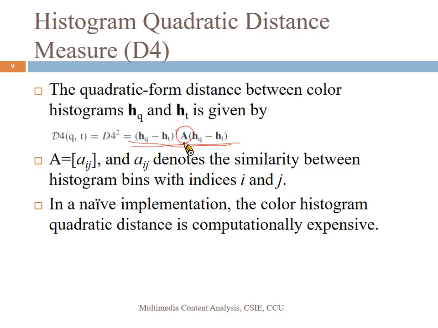However, now we multiply the matrix A here, and in matrix A, the entries Aij denote the similarity between histogram bins with index I and J. So in a naive implementation, the color histogram quadratic distance would be more computationally expensive because we have to calculate all the similarity between different colors.